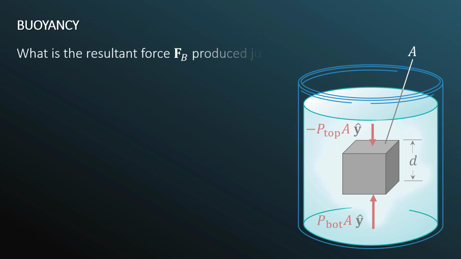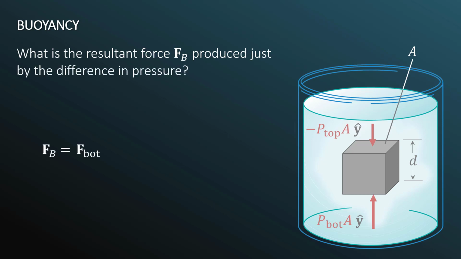So what is the resultant force produced by the difference? Well, this is actually going to be the buoyant force. So the buoyant force equals the sum of these two forces. But using the same reference frame we used before, we know that one of these will be negative and one of them will be positive. So let's put in our definitions there, where the force is just the pressure multiplied by the area.